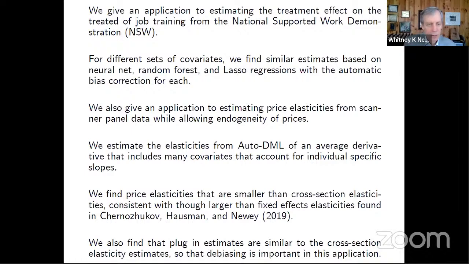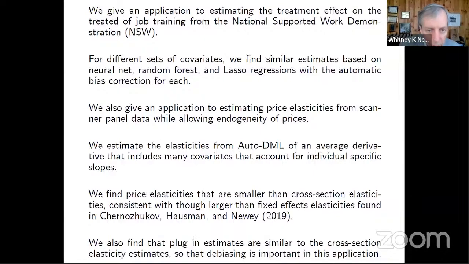So again, one of the bottom lines of this is going to be that plug-in is bad. And we find that here. The plug-in estimates look similar to the cross-section elasticities. They don't take account of the endogeneity of prices and expenditure. And so debiasing is important in this application.